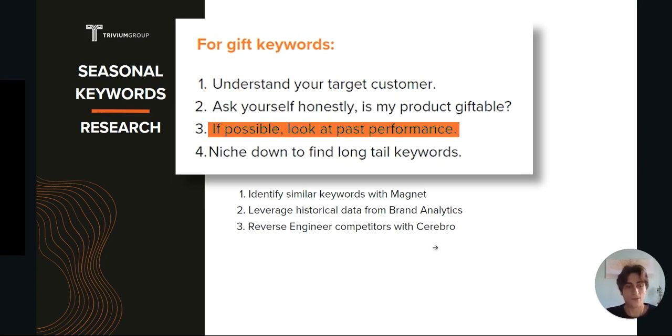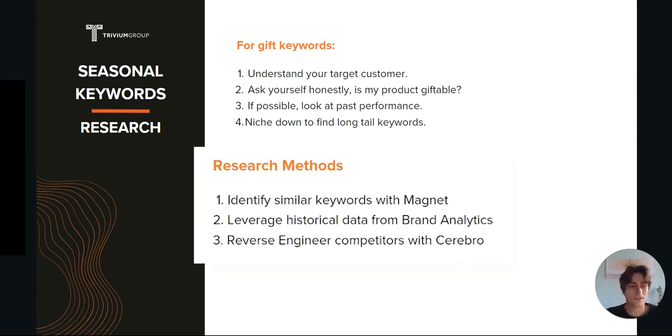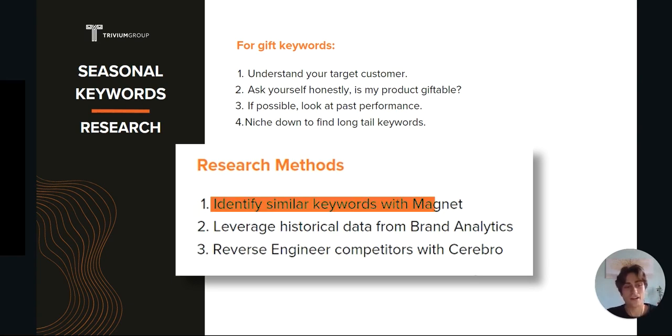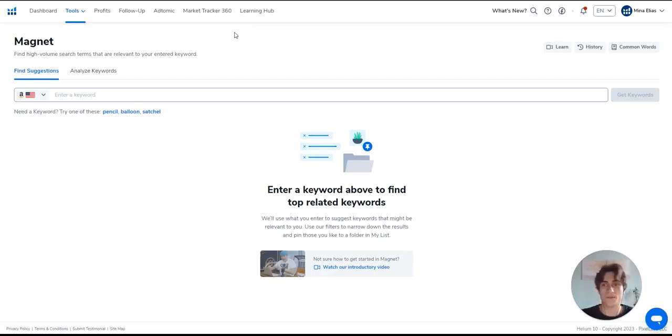And if possible, the best way to start off your keyword research is by looking at the past performance. So if you've been selling this product for a few years, maybe look at the Search Query Performance Report for previous years, or look at the Targeting tab in Campaign Manager to identify keywords that you have had sales on previously in these time periods. But if not, if you have a new product or you haven't really targeted gift keywords before, this video can be helpful because I'll show you ways to identify new keywords. So firstly, I'll show it in Magnet, then go into Brand Analytics and also reverse engineering competitors with a reverse ASIN search in Cerebro.